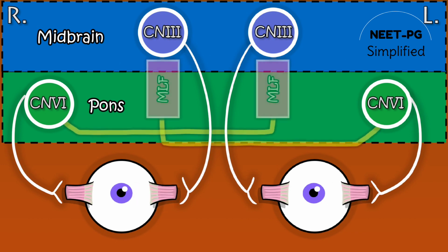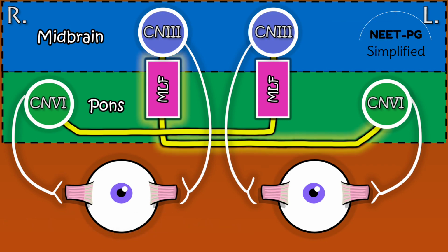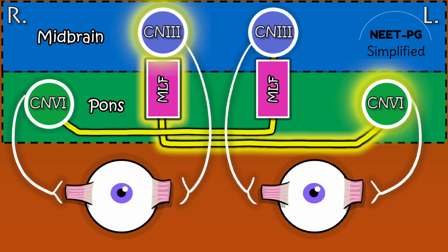There's a heavily myelinated tract called the medial longitudinal fasciculus that joins them up. On left lateral gaze, the right medial longitudinal fasciculus will allow the left abducens nerve and right oculomotor nerve to move the eyes in a synchronized fashion. So what happens when this goes wrong?